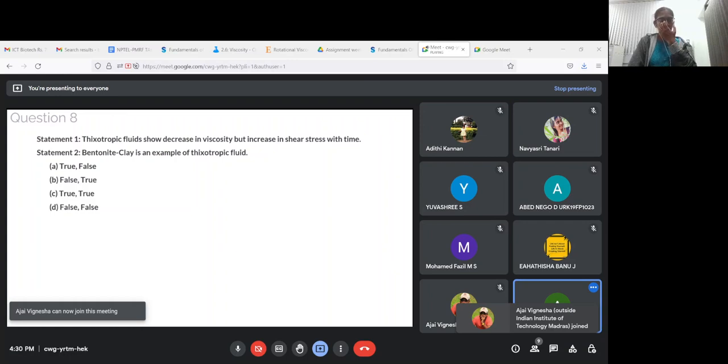So we're measuring the viscosity at a constant shear rate, and you're saying that because viscosity decreases, should the shear stress decrease or increase? If your viscosity is decreasing and your shear rate is constant, should your shear stress decrease or increase? Yeah, so thixotropic fluids actually show a decrease in viscosity and a decrease in shear stress as well, because your shear rate is constant and your viscosity decreases, so tau equals mu gamma dot. So if mu is decreasing and gamma dot is constant, tau should also decrease with time. So statement 1 is false.